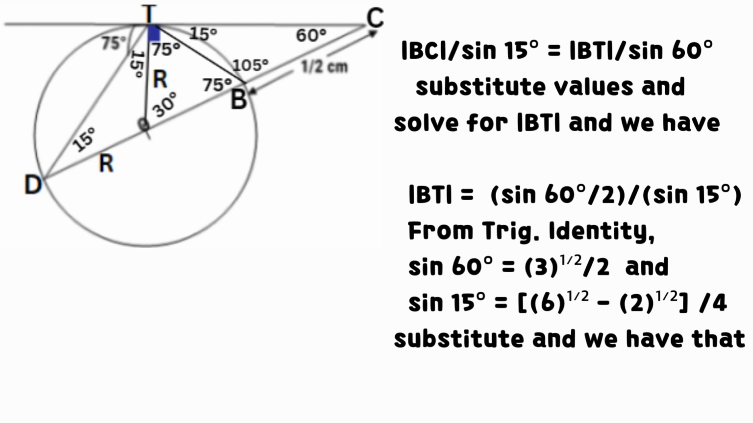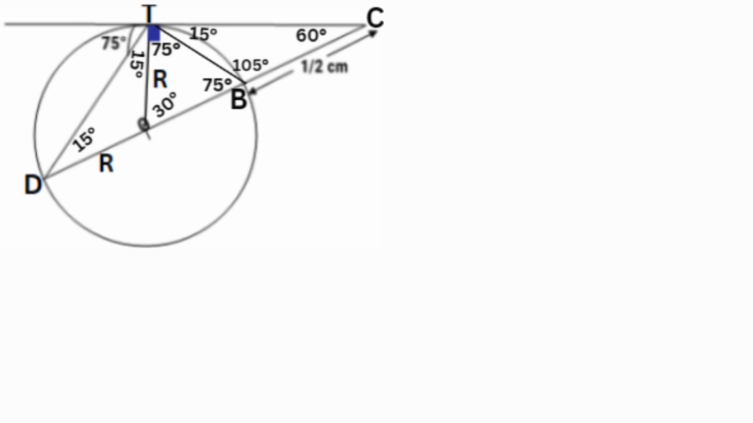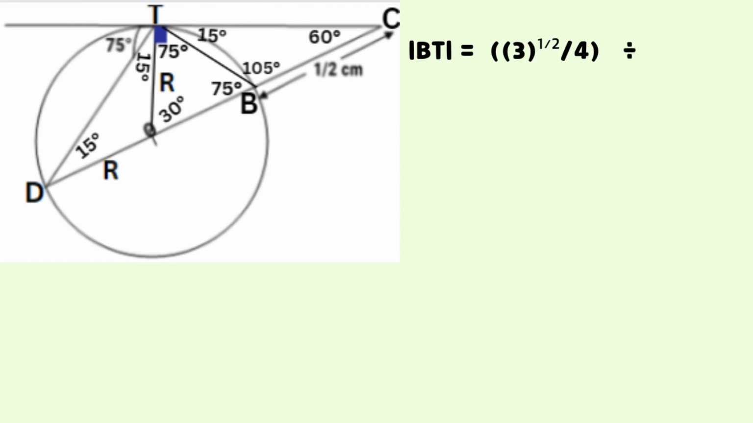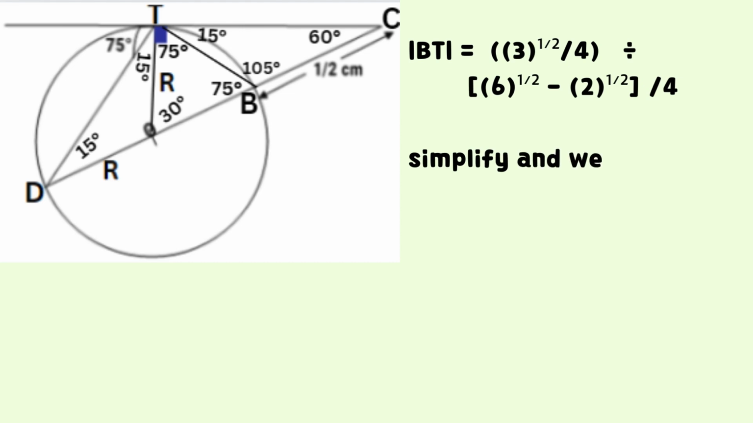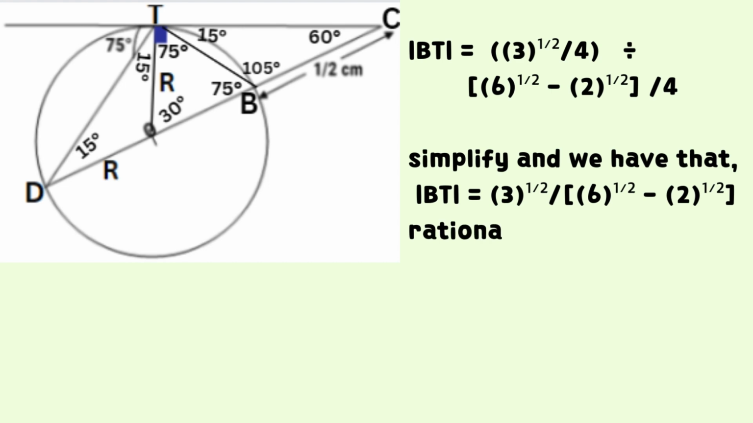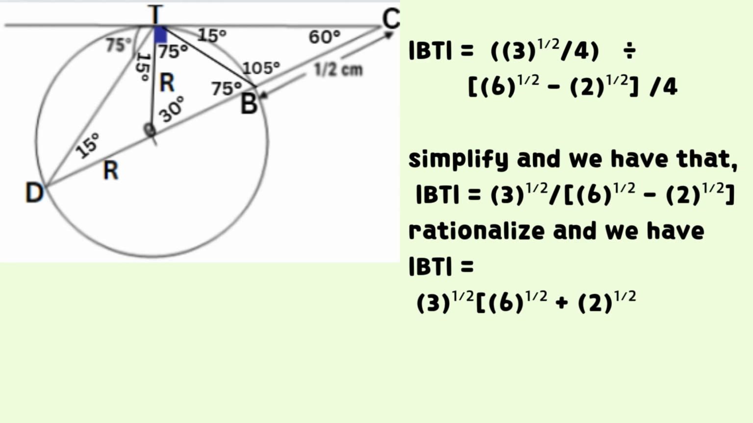Substitute and we have that the length of line BT equals the ratio of the square root of 3 over 4, divided by the square root of 6 minus the square root of 2, all divided by 4. Simplify and rationalize and we have the equation for the length of line BT as shown on the screen.